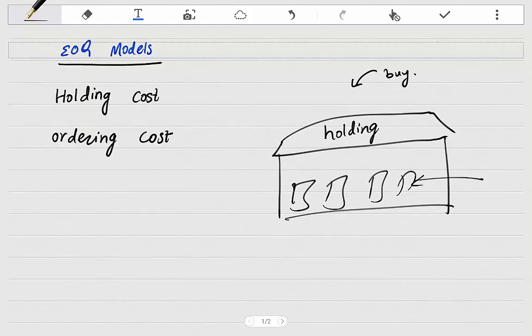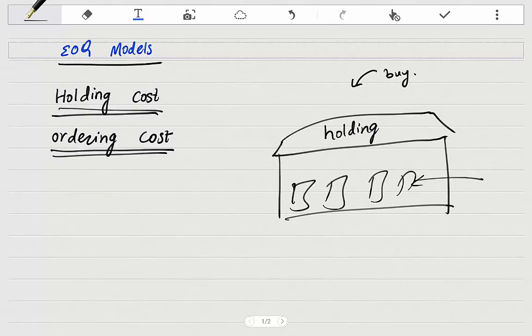The cost associated with ordering it, right? Not the money you pay. I mean, the money you'd have to pay no matter what. If you buy it all at once, you have to pay the money. If you buy it one at a time, you have to pay the money. That's not what we're talking about. The physical act of ordering, the cost associated with that is the ordering cost, right? The cost of holding it is the holding cost. So you see the balance.